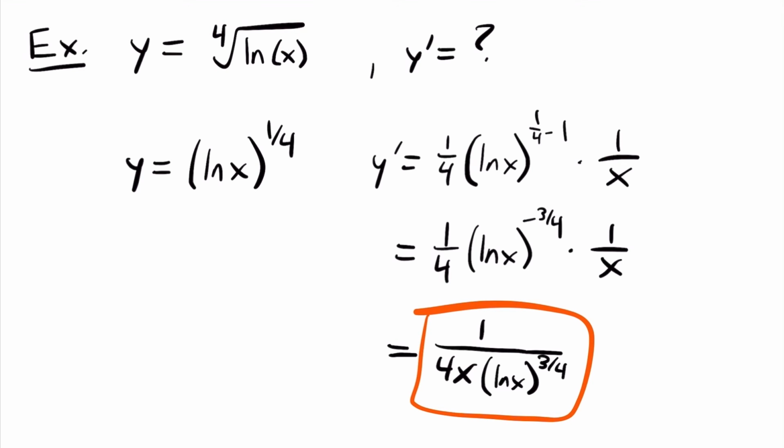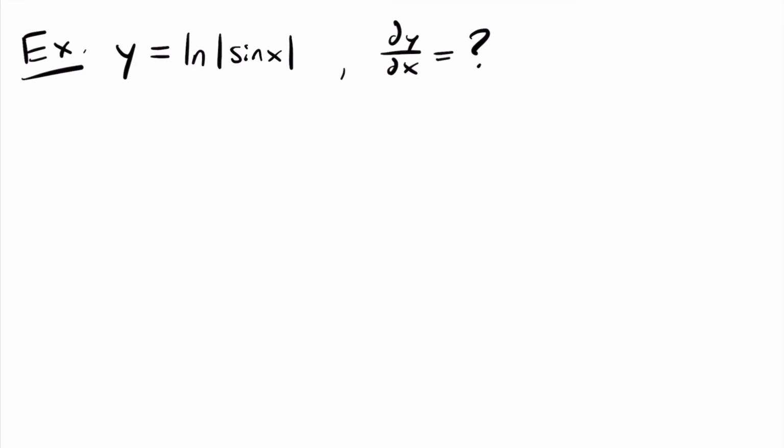And if you wanted to, you could rewrite the natural log of x to the 3/4 power to be the 4th root of the natural log of x cubed. But again, that's just optional. I thought I would mention it in case you were curious of what that 3/4 power meant. Okay, let's look at one more example for this video.